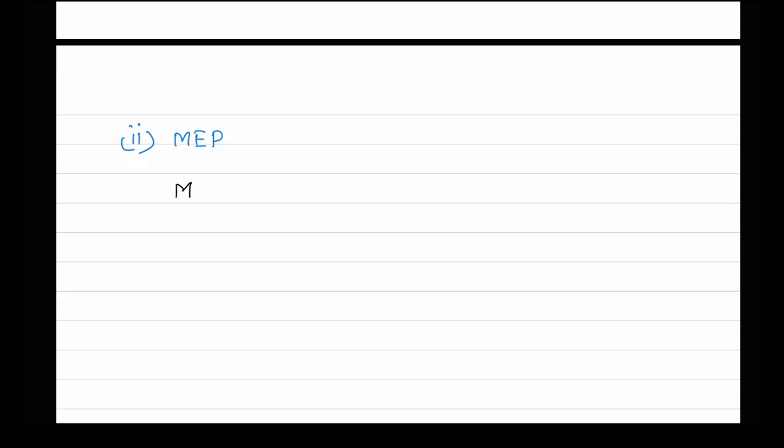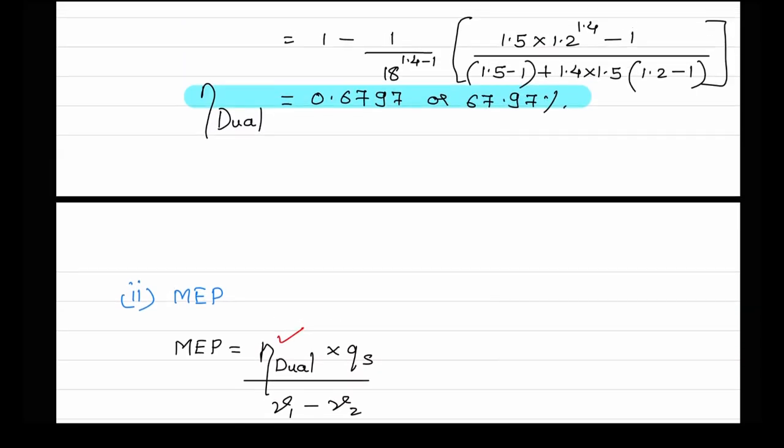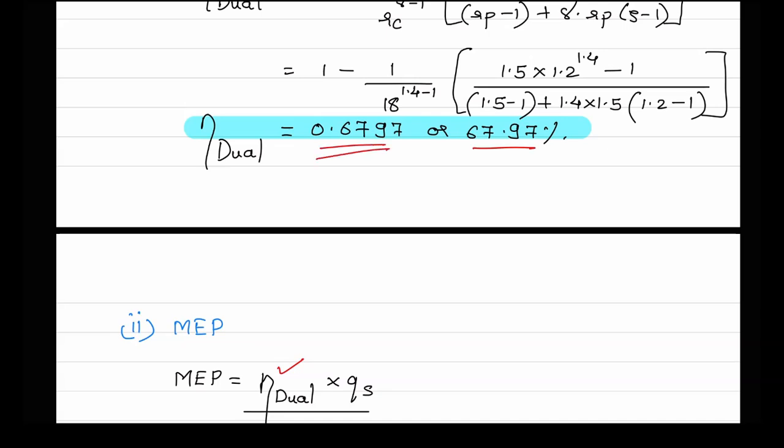Yes, sir. So mean effective pressure, I will straight away write down the equation. Efficiency of dual cycle into QS divided by Vs, where Vs is V1 minus V2. Now, we have already found efficiency of dual cycle in the first step, so we have the value of efficiency that we have to write down in decimal. So first part is there.